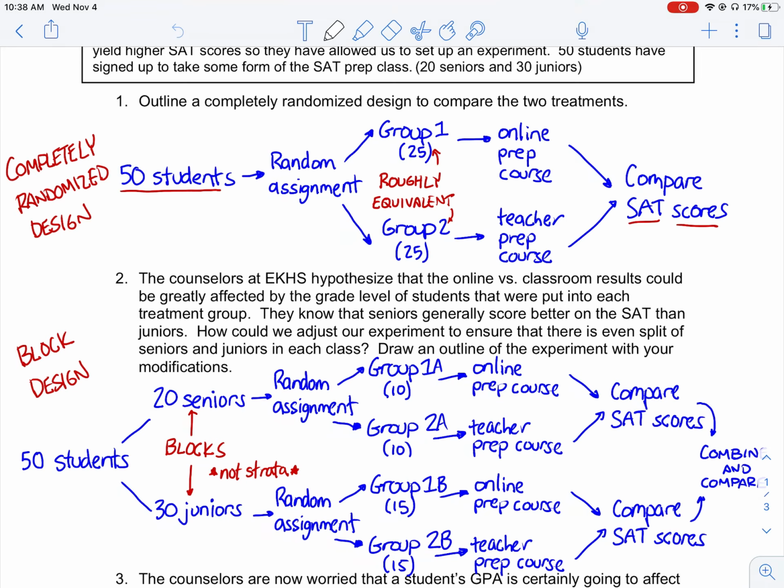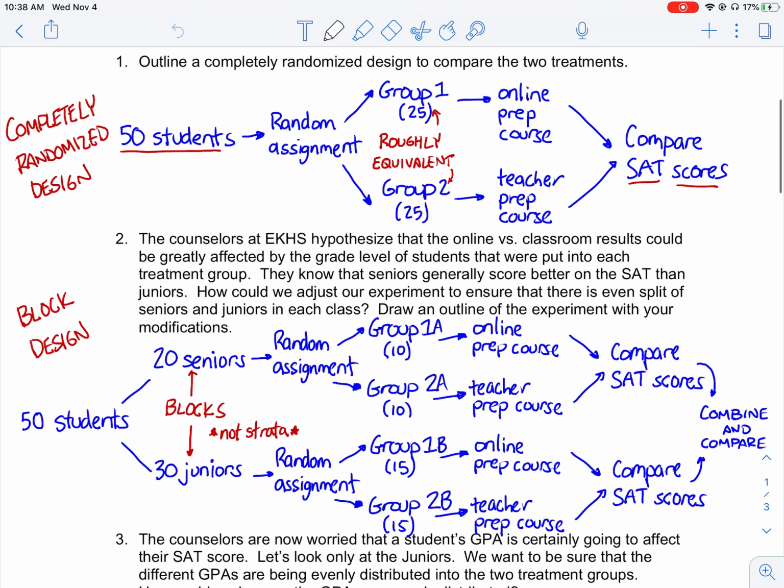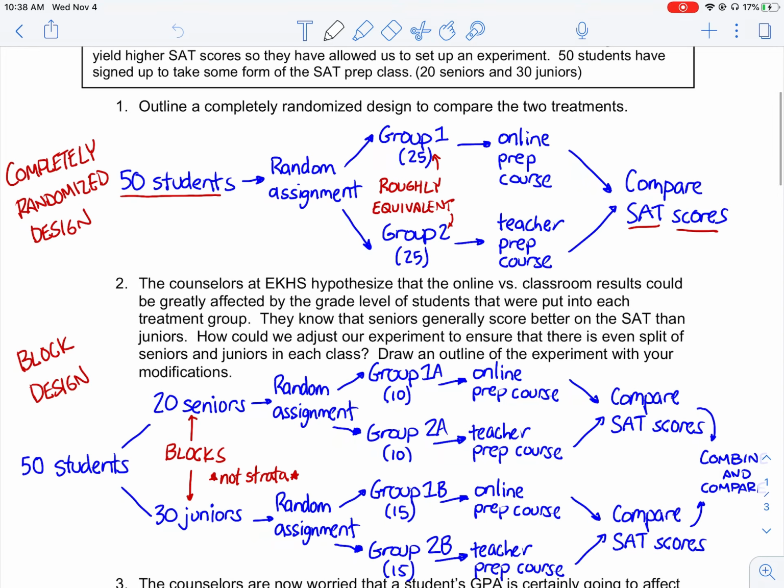So instead of having all 50 split them into two groups, we now split them into seniors and then juniors, and then the group of seniors will be split into two groups of online and teacher, right? And then the 30 juniors will be split, so of course 15 and 15 into two groups, and we call that 1B and 2B. And then we give 1B the online prep course and then 2B the teacher prep course.